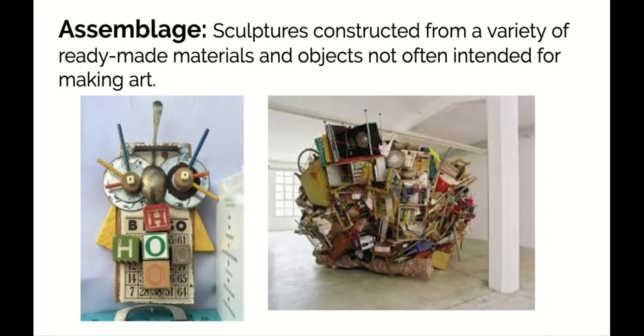With assemblage, these are sculptures that are constructed from a variety of ready-made materials and objects not often intended for making art. So these are really fun to make, especially if you're at home. You can go on a little scavenger hunt and just start to pick pieces that might work well together to create a new object. And then you attach those pieces together depending on the material. So you can use things like glue, cement, string, wire. There are many different options.